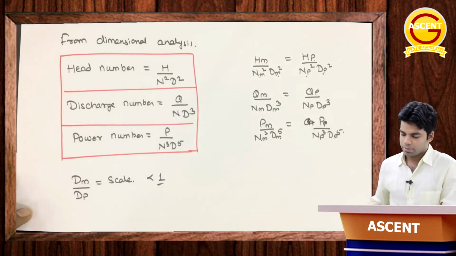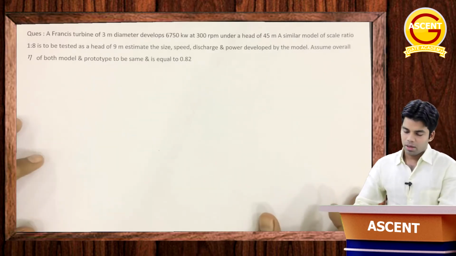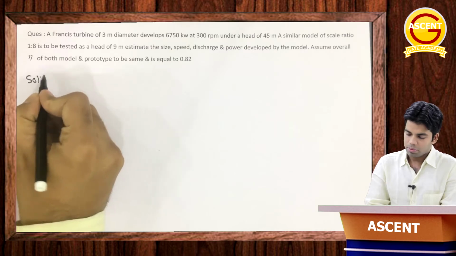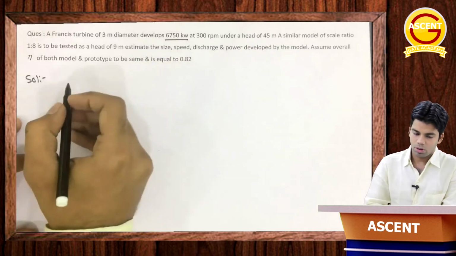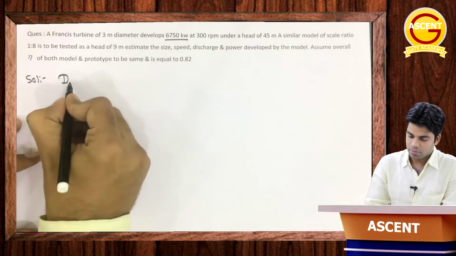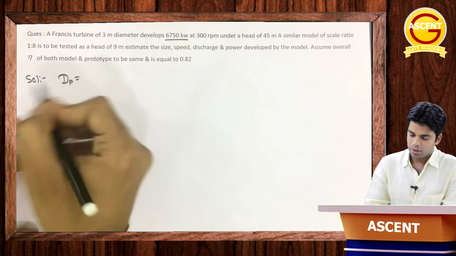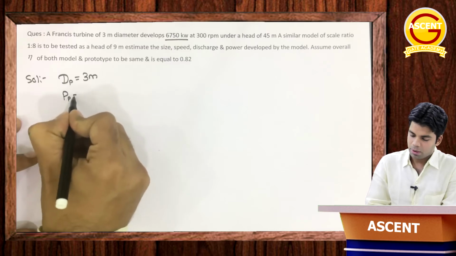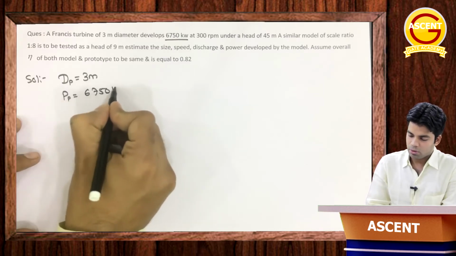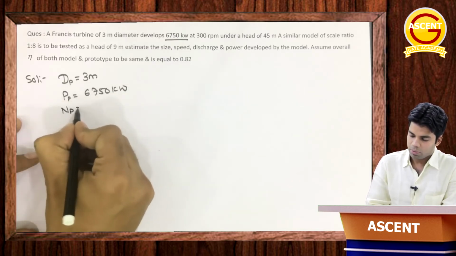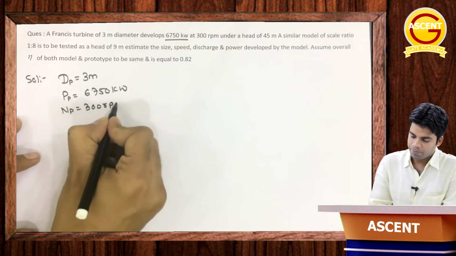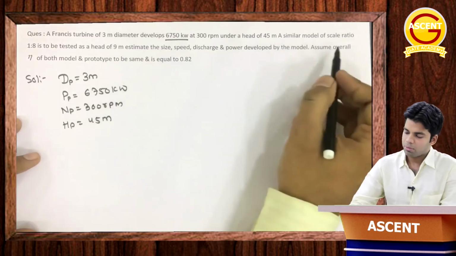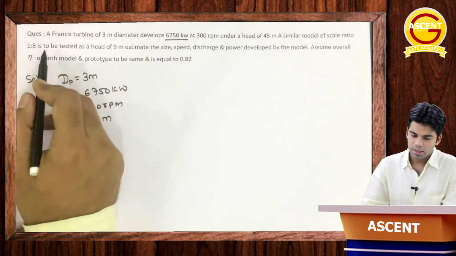Getting this? Okay, now we will solve one question. A Francis turbine of 3 meter diameter develops 6750 kilowatt. Diameter of the Francis turbine, that means for the prototype, the original turbine, diameter is 3 meter and the power developed by the prototype is 6750 kilowatt, and N for the prototype is 300 rpm. And the head is 45 meter. A similar model of scale ratio 1:8.